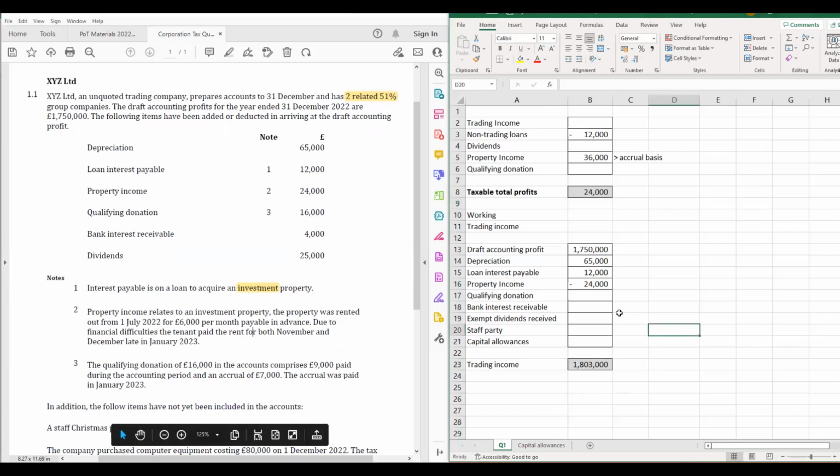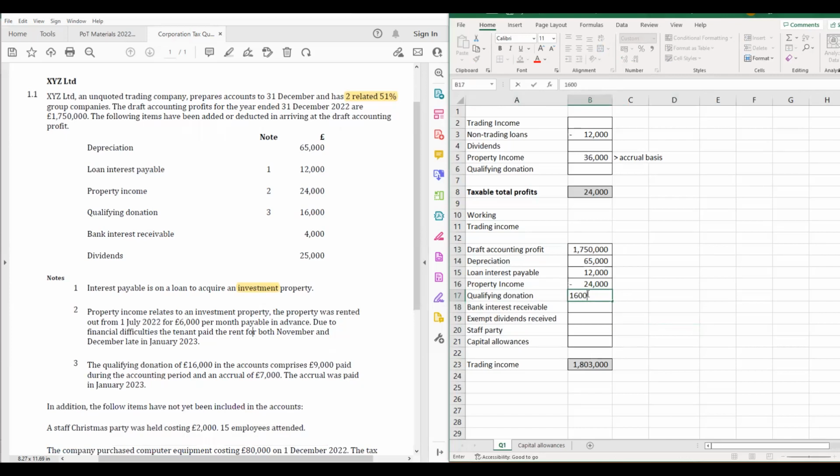So again, the first thing we need to do with this qualifying donation is remove in full that qualifying donation from our trading income working. So we're going to have a positive. Essentially, we're saying it's not an allowable cost at the moment against our trading income. So we're going to have a positive add back here. And then what we then need to do is to determine the correct number that should go into this qualifying donation. Now, qualifying donations, the relief you get is on a cash basis.